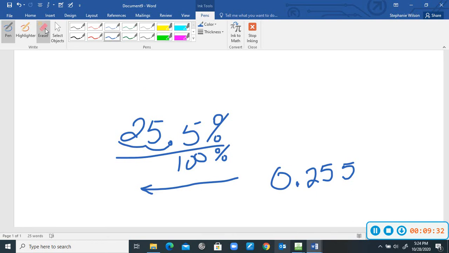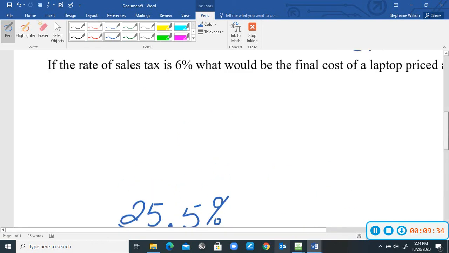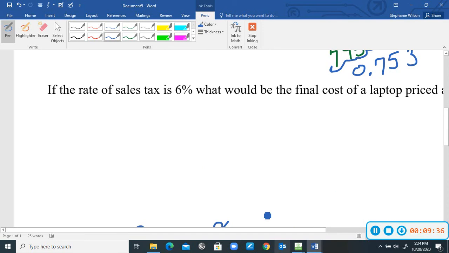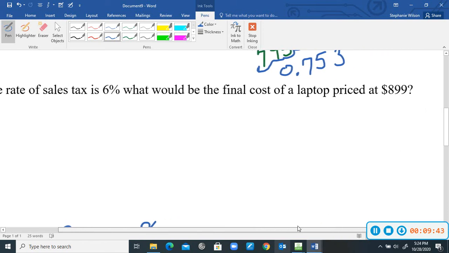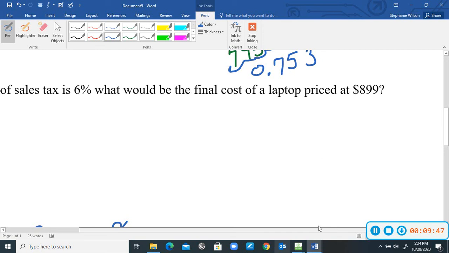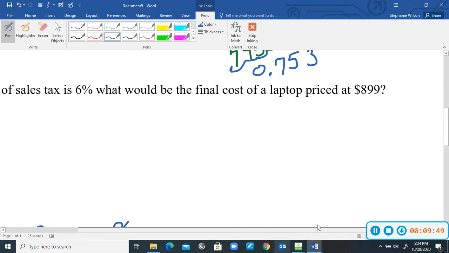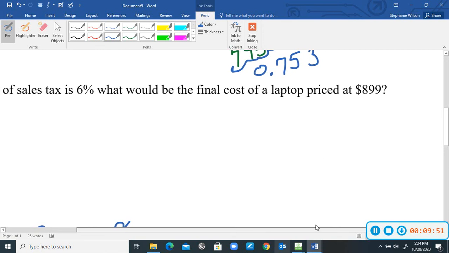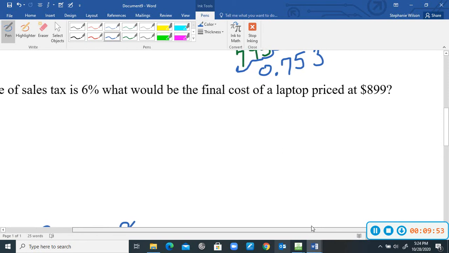So next, let's do our application problem. It says that if the rate of sales tax is 6%, what would be the final cost of a laptop priced at $899? So there's multiple ways to solve this. What we want to do is figure out the total price, right?